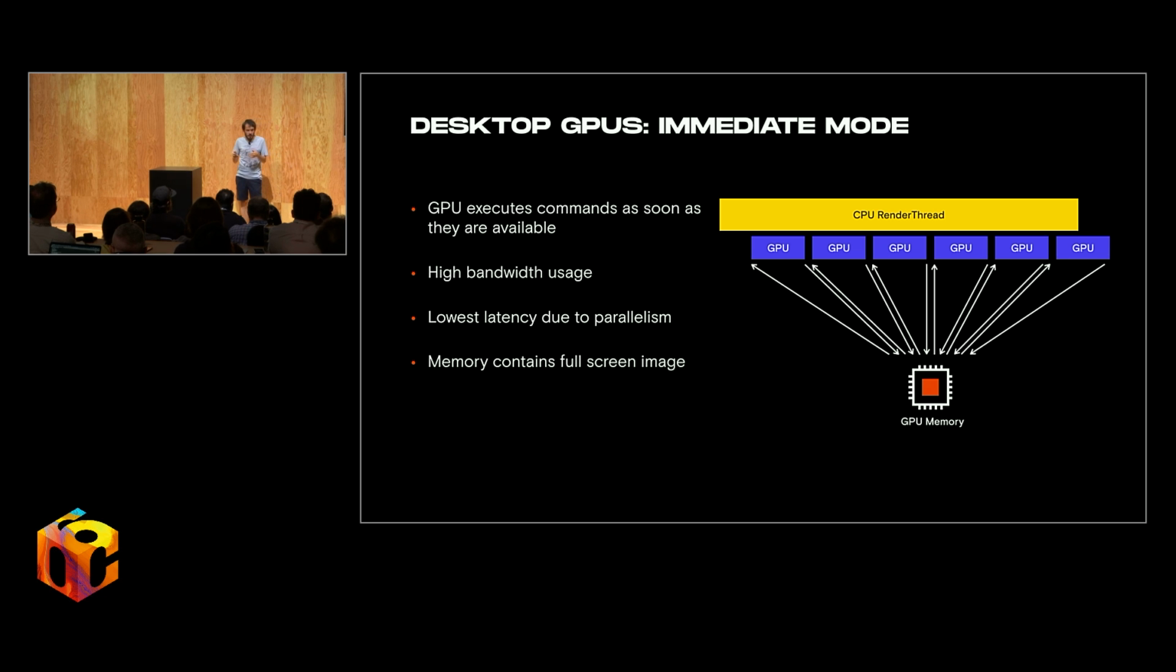The GPU executes commands as soon as they're available. Basically, as soon as you have a draw call and you flushed it, the GPU is like, all right, let's go. This is why here you have the CPU render thread on my little timeline, and the GPU starts as soon as the CPU render thread starts actually sending commands. This is nice because you have pretty low latency, and as soon as you have something available, the GPU starts on it. But if you think about the bandwidth, it inherently requires a lot of bandwidth to do that.